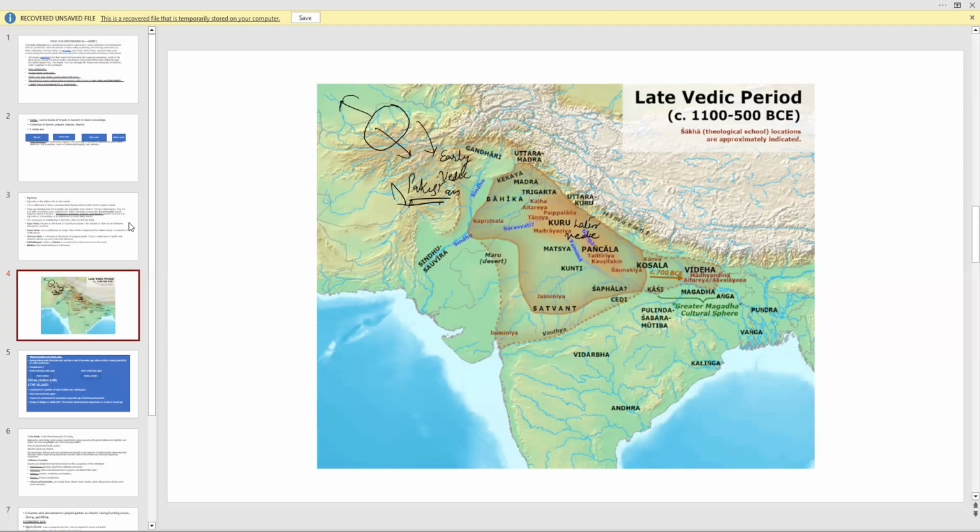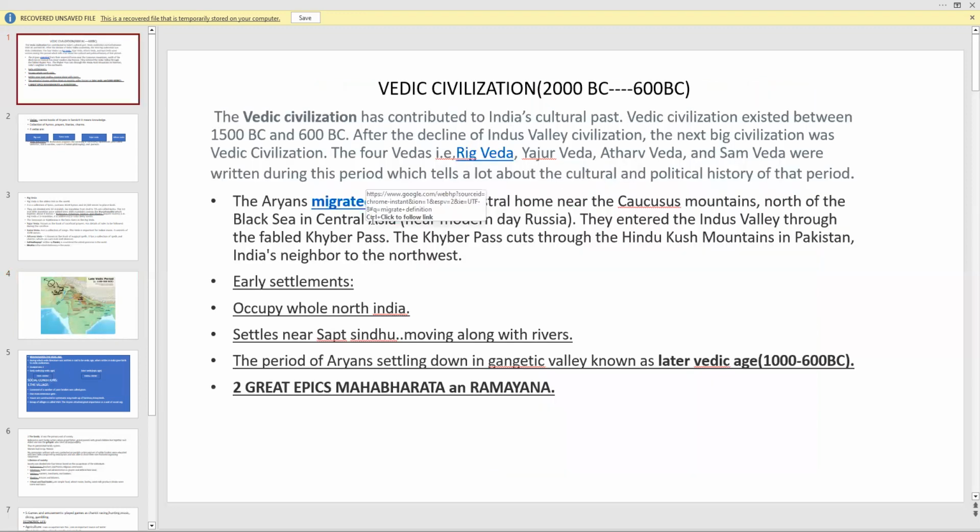through the different rivers, because the civilization was based on rivers. So when they moved from Central Asia and entered the Indus Valley by the fabled Khyber Pass, or the Hindu Kush mountains in Pakistan, we say that they captured the northwest region of India. On this rough map, from here they entered India, and we have different rivers over here.